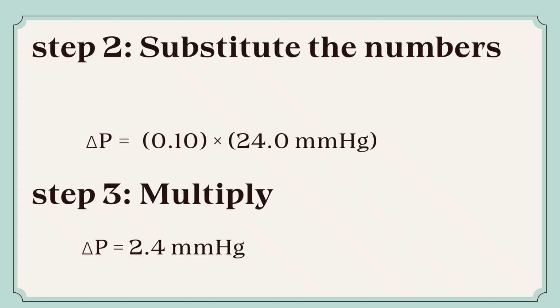Step 2 is substitute the numbers. Delta P equals 0.10 times 24.0 millimeters of mercury. The 0.10 is the sugar mole fraction, and the 24.0 millimeters of mercury is the water's vapor pressure. The next step is multiply, which is the result of step 2. So delta P equals 2.4 millimeters of mercury.